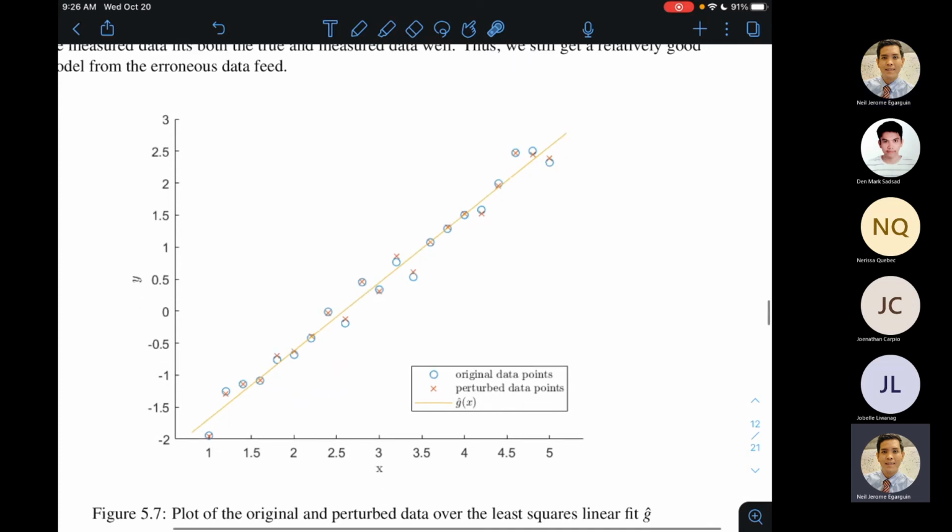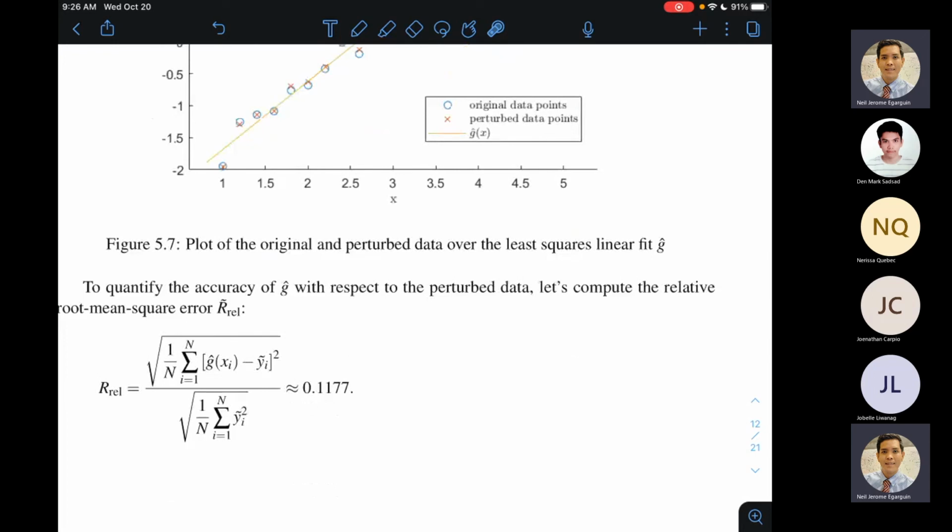Okay. Now, kung i-compute natin yung relative error using G with respect to the perturbed data, we'll get 0.1177. So meaning on the average, the least squares fit that is linear that we calculated captures the trend of the perturbed data with error of just around 11.77%, which is close to what we got dun sa original data, which is about 12 point something percent, right? So hindi sila ganun nagkakalayo kahit na tainted by 3% noise yung ating data set.